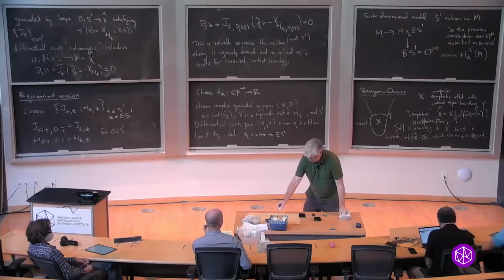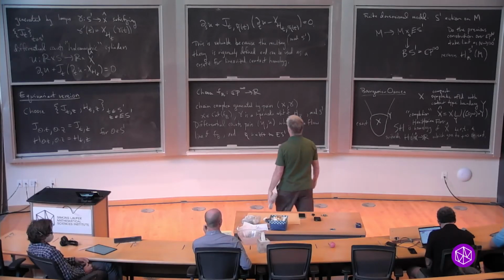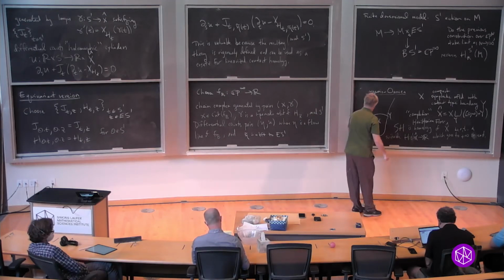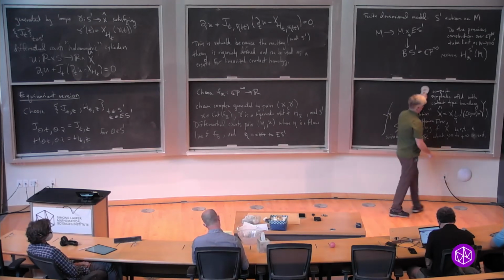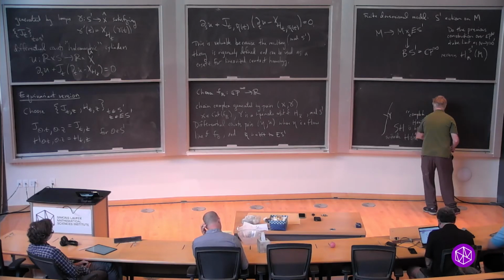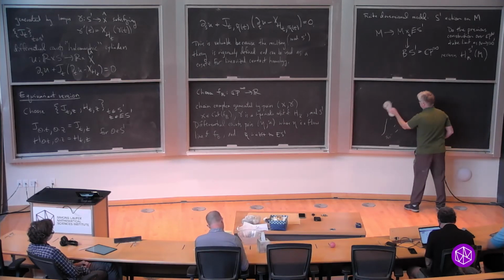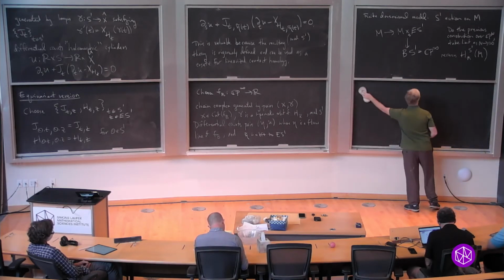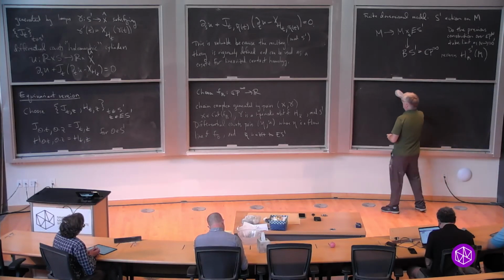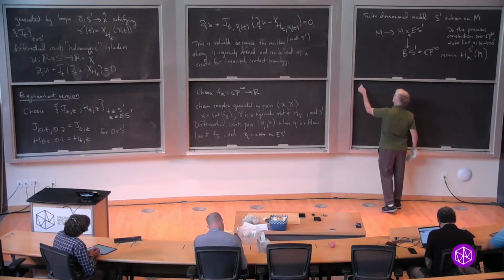All right, so I'm supposed to say something about gauge theory, which I haven't yet. So let's do that. So suppose now we have a family of 3 manifolds.